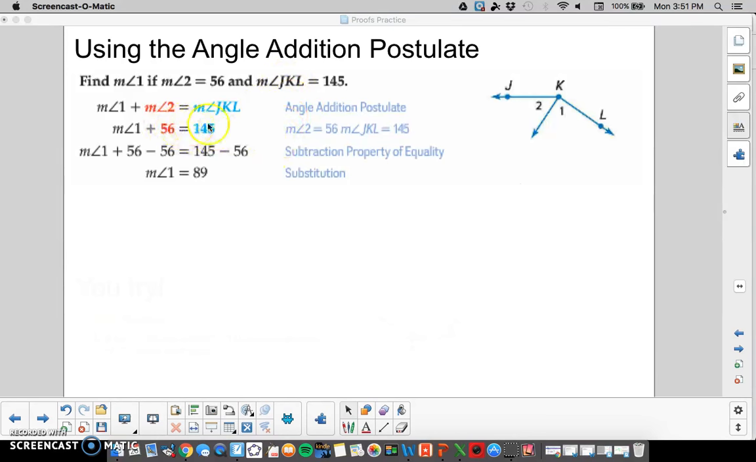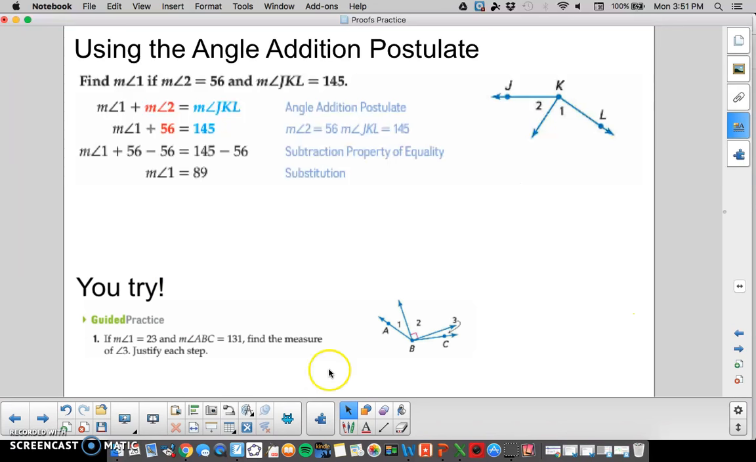And because we know the measure of angle 2 and the measure of angle JKL, we can substitute those in. That's really what happened here, we substituted those values. Then subtract 56 from both sides, and we get 89 degrees for the measure of angle 1. So we can actually use our proof properties to solve problems with angle measures.